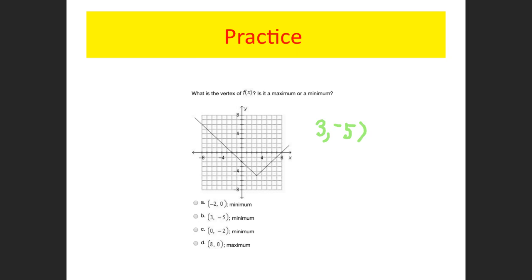It looks like my vertex. And it says, is it a max or minimum value? Well, since it's the lowest point on the graph, it is a minimum value. So let's see which one matches up. 3, -5, minimum. Oh, letter B.